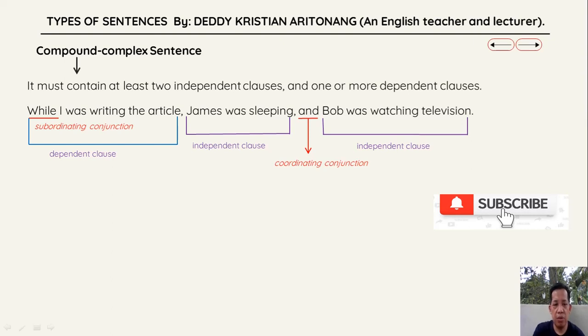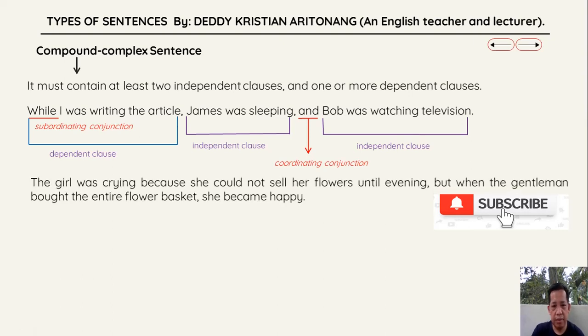Now I'm going to give you the next example, another long sentence. The girl was crying because she could not sell her flowers until evening, but when the gentleman bought the entire flower basket, she became happy. Again, this is only one sentence. This is one compound complex sentence.